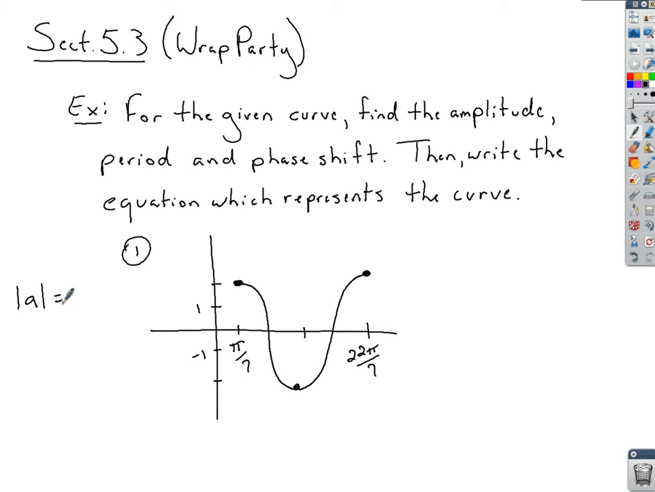basically to figure out the amplitude, I'm looking for my highest point that this graph is traveling to. So the highest point this graph is traveling to, we've got a couple of points here. Both of those are located where y is 2. Our amplitude is going to be 2.